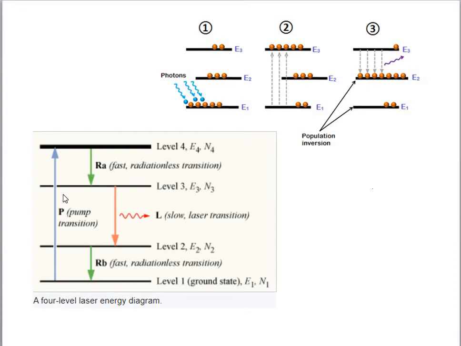So there may be different levels in the energy diagram. It can be a 4-level laser energy diagram, 1, 2, 3, 4, or anything like that. This is a 3-level one. Here, this is the excited level from the ground state. The electrons are excited to the higher state. As a result, there will be more population in the excited state.